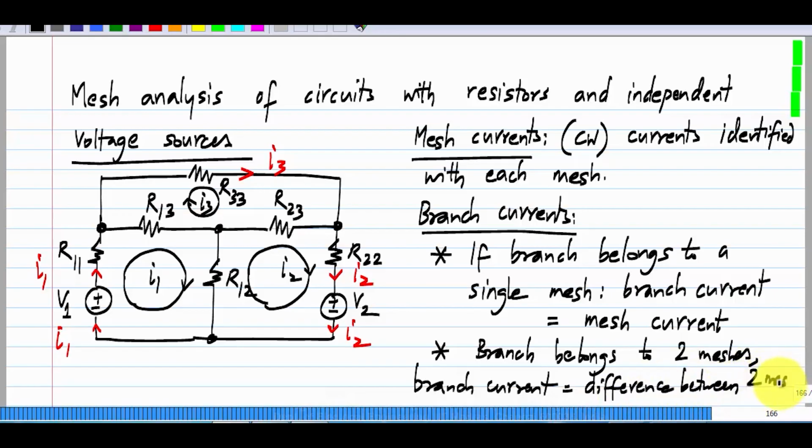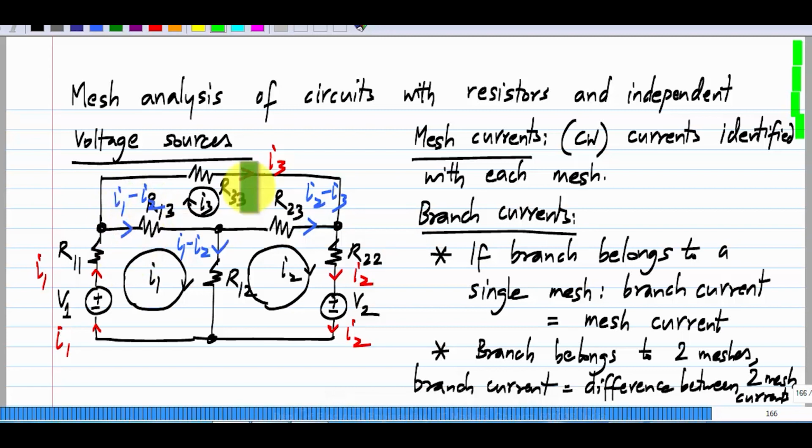For instance, the current through R12 will be I1 minus I2. The current through R23 will be I2 minus I3. The current through R13 will be I1 minus I2. So these are the branches which are common to more than one mesh, and their currents will be the difference between two mesh currents.